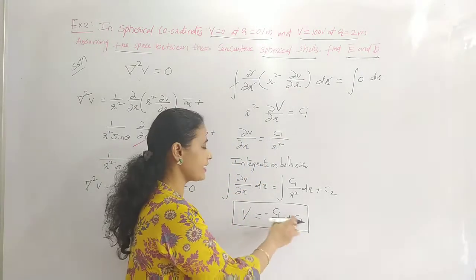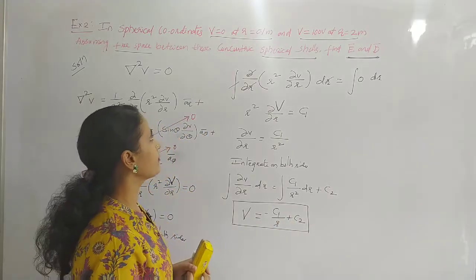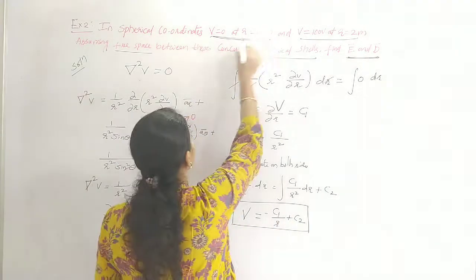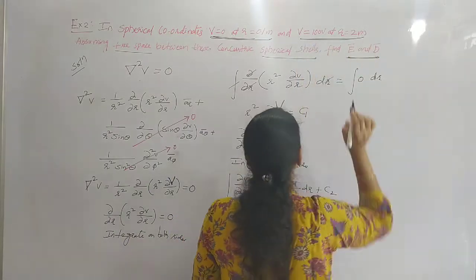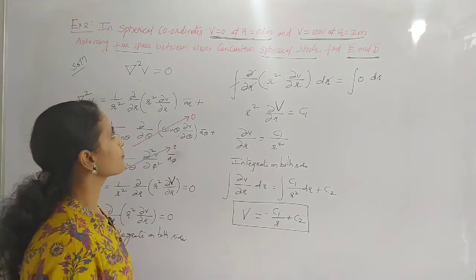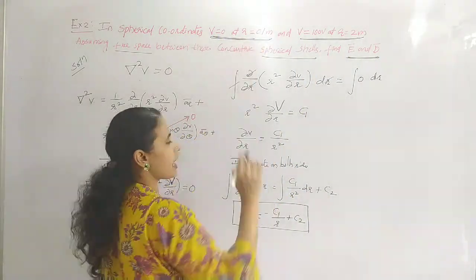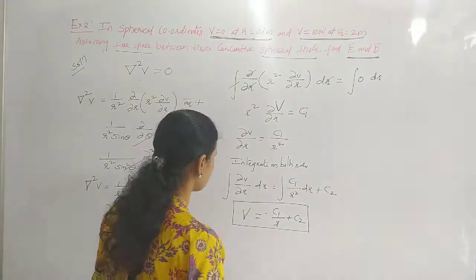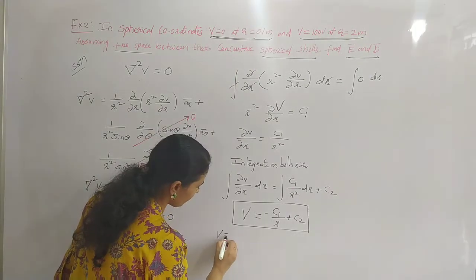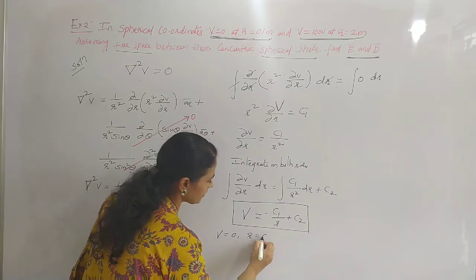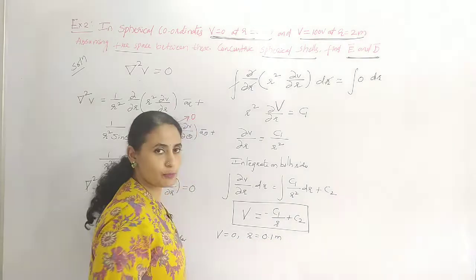How to get the constant values c1 and c2? The boundary value conditions are given, right? What are the boundary conditions? V is 0 when r is 0.1 meters. Okay, V equal to 0 at the radius of 0.1 meter.